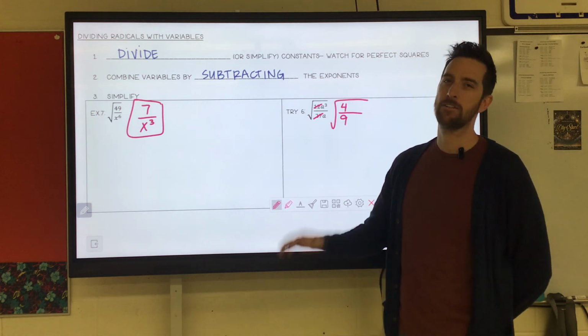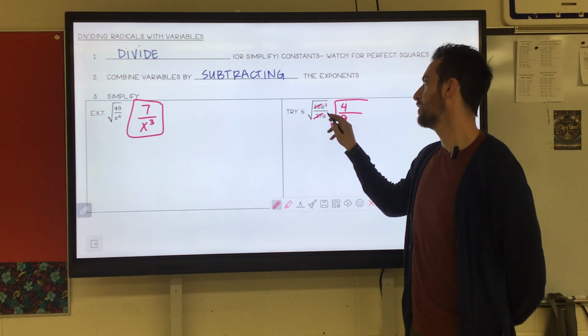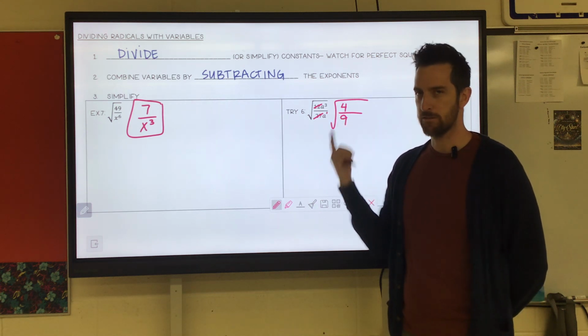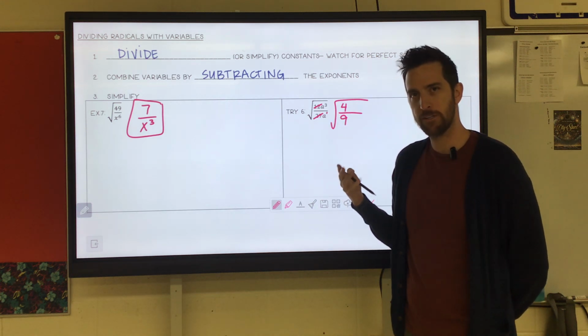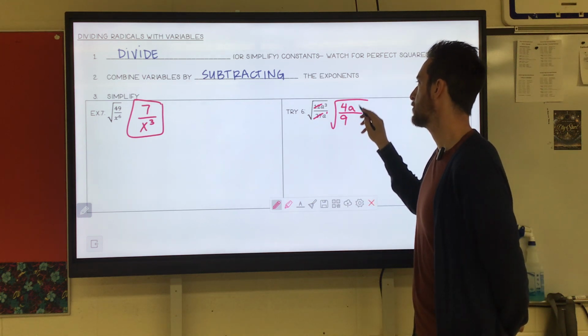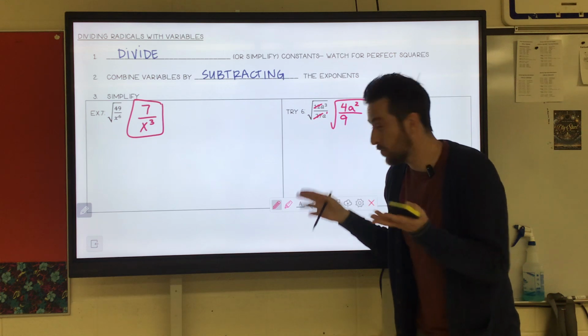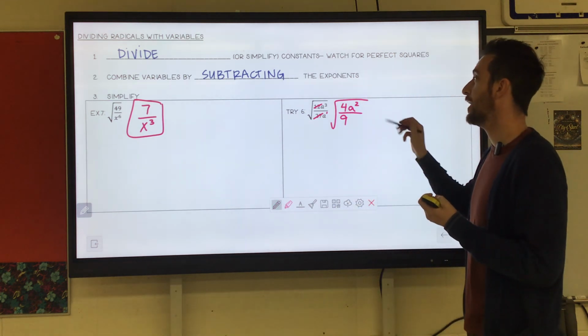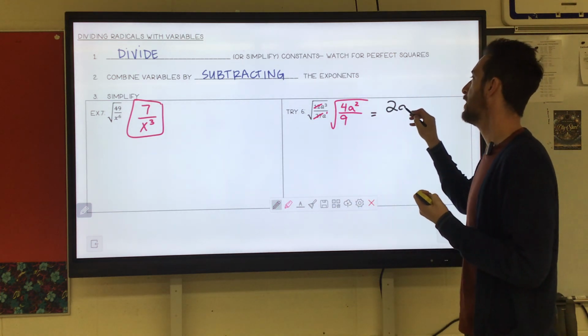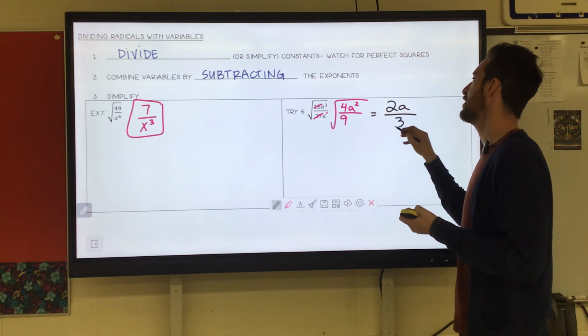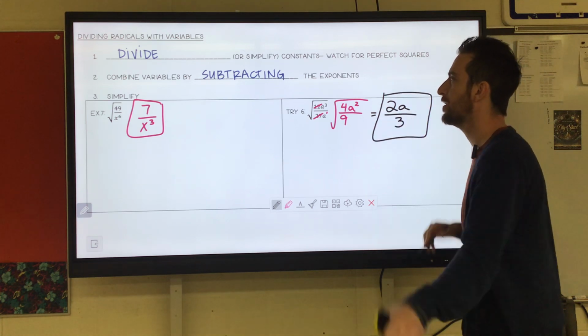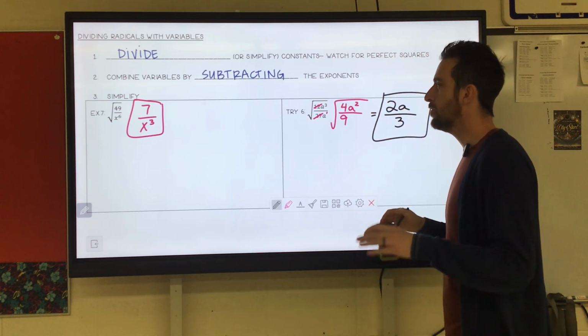Now the a to the 3rd over a, subtract the exponents. There's more up in the numerator. 3 minus 1 is 2. So there's a squared up in the numerator. These are also both perfect squares. The square root of 4a to the 2nd is 2a. The square root of 9 is 3. No more radicals, baby.